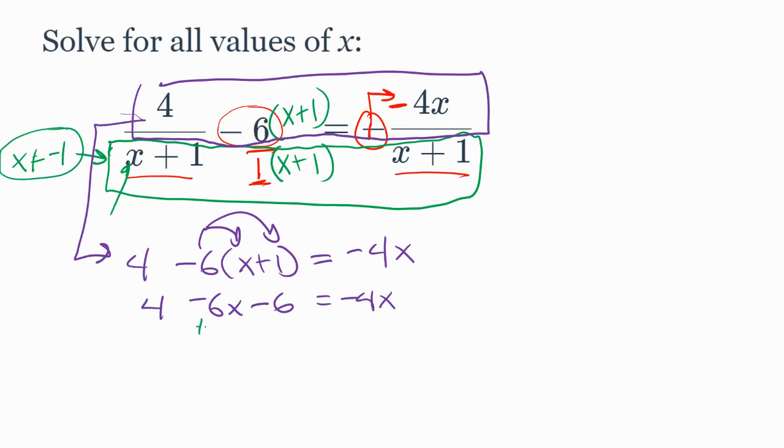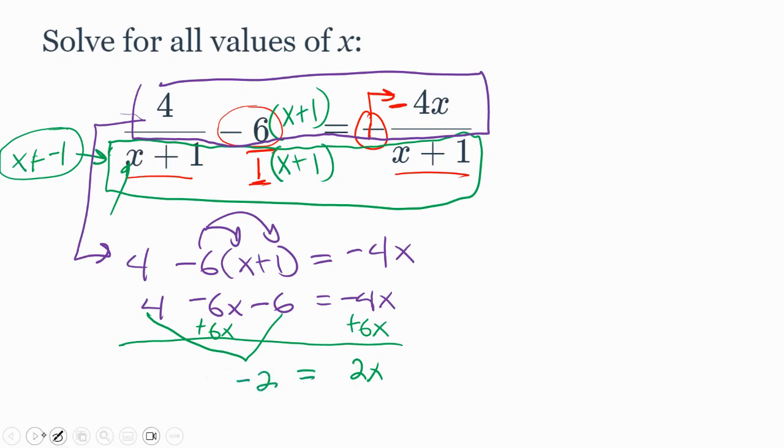So I'm going to add my 6x over here. And that's going to give me a 2x on the right. I'm going to combine my -6 and 4 to get -2 equals 2x. I should be able to divide both sides by 2, and I should have a result of x equals -1.